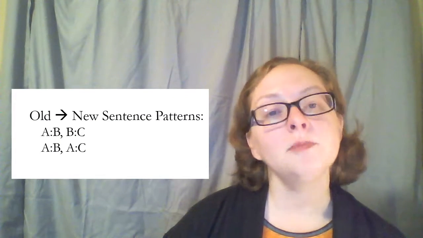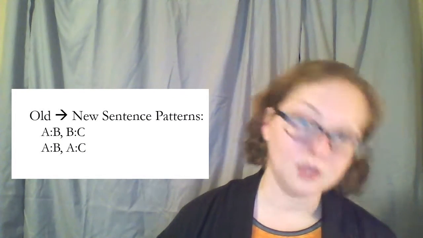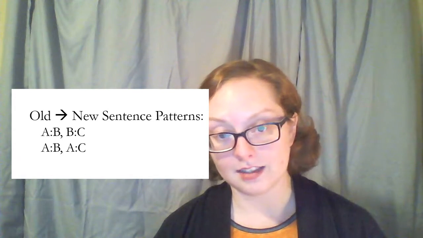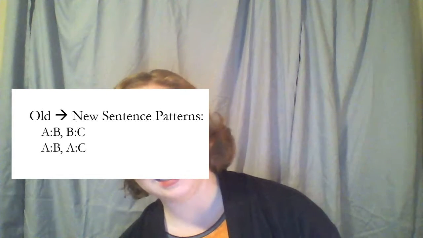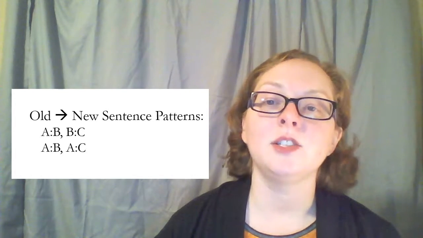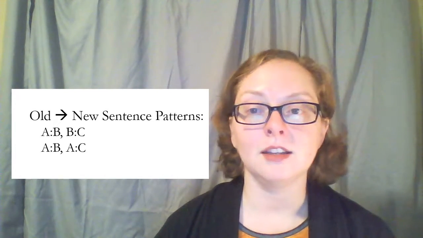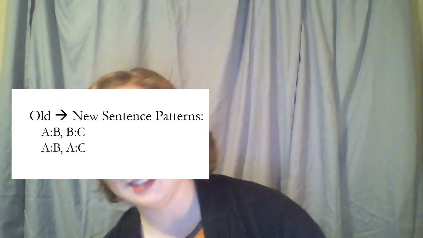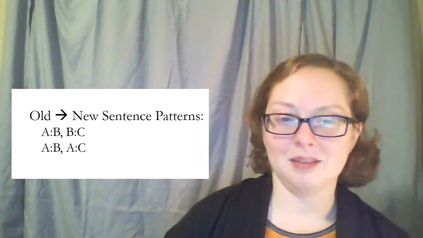Essentially, you have to track the old and new ideas by labeling them and then using the following two patterns. The first pattern is to move from idea A to idea B, and then repeat idea B at the beginning of the next sentence, and then move to idea C. The second pattern is to move from idea A to idea B, then repeat idea A at the beginning of the next sentence, and then move to idea C. Let's take a look at an example.